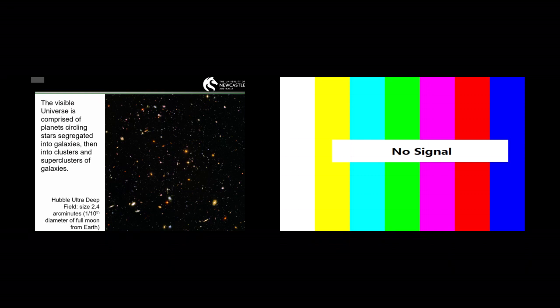Anyway, what this is, let's see, the field of view is 2.4 arc minutes. Well, we'll say what an arc minute is in just a second, but basically this is a region of the sky that's about 1/10 of the diameter of the full moon, so it's a pretty tiny piece of the sky, and it's got a lot of stuff in it, right? I mean, most of these things that you're seeing there are not individual stars.